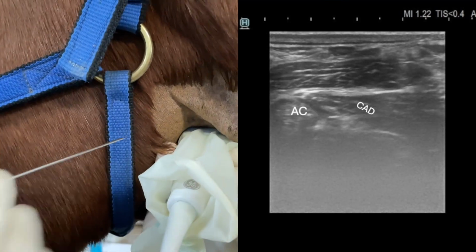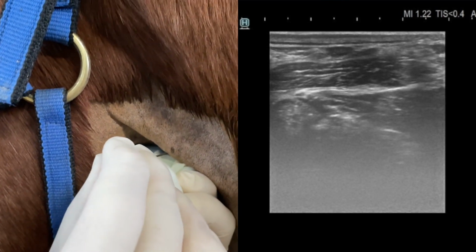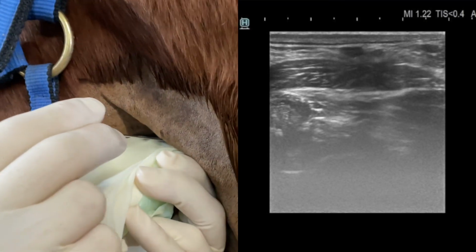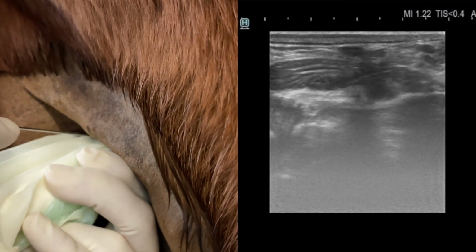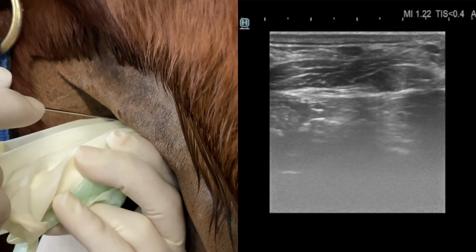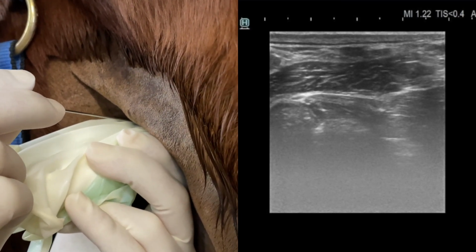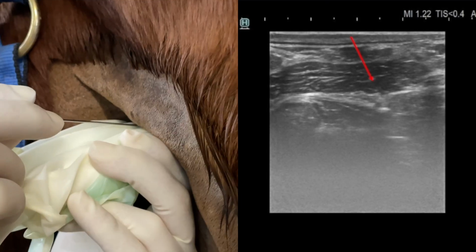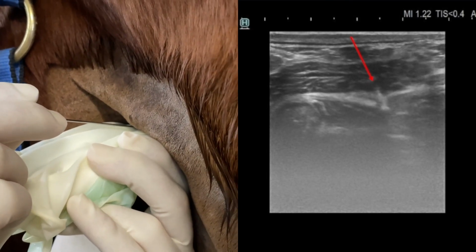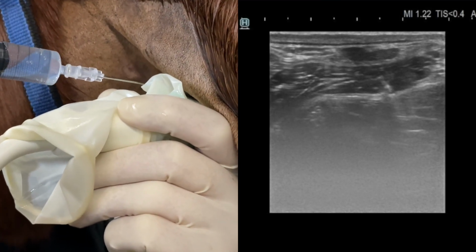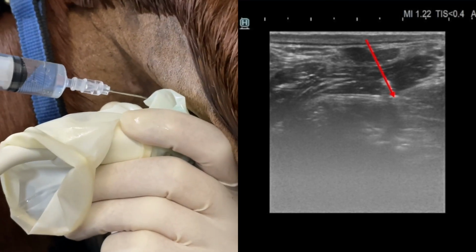With your right hand, insert a sterile 18 gauge 3.5 inch spinal needle almost parallel to the probe. Move the needle slightly in and out to visualize it on ultrasound as it passes through the skin and the muscle. This confirms proper placement. Remove the stylet, attach the syringe, and inject 4.5 milliliters of bupivacaine. You should see the spread of fluid within the muscle on the ultrasound.